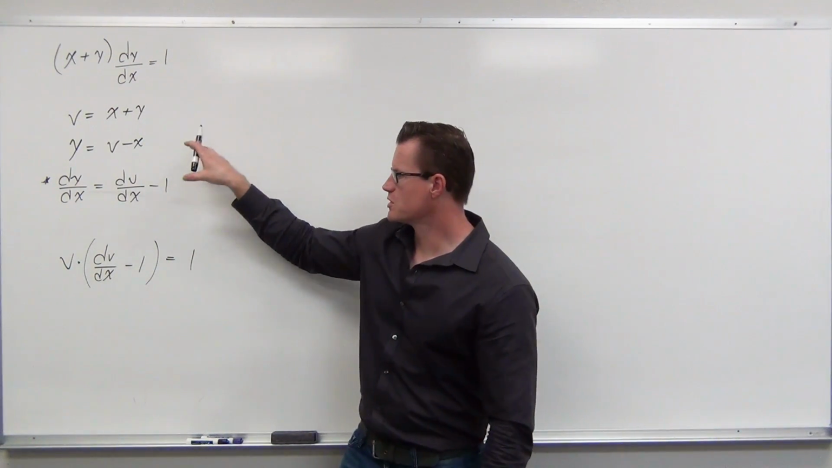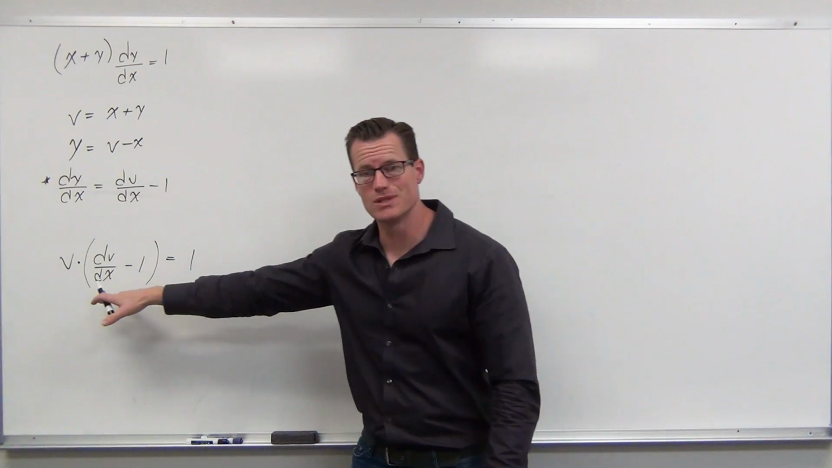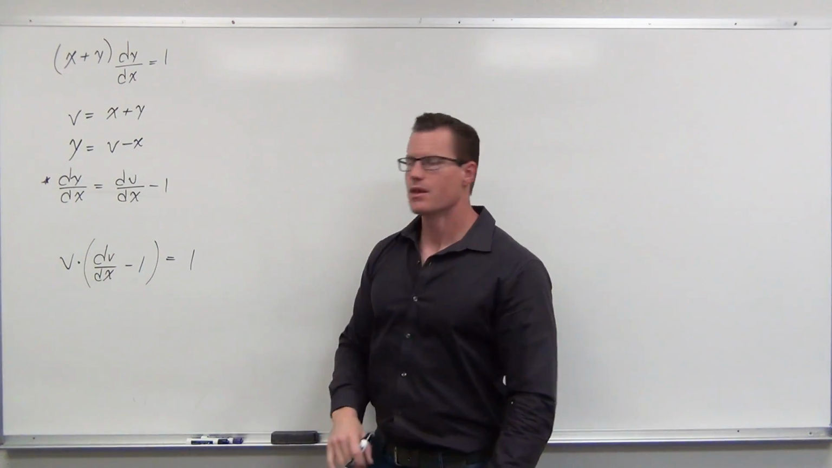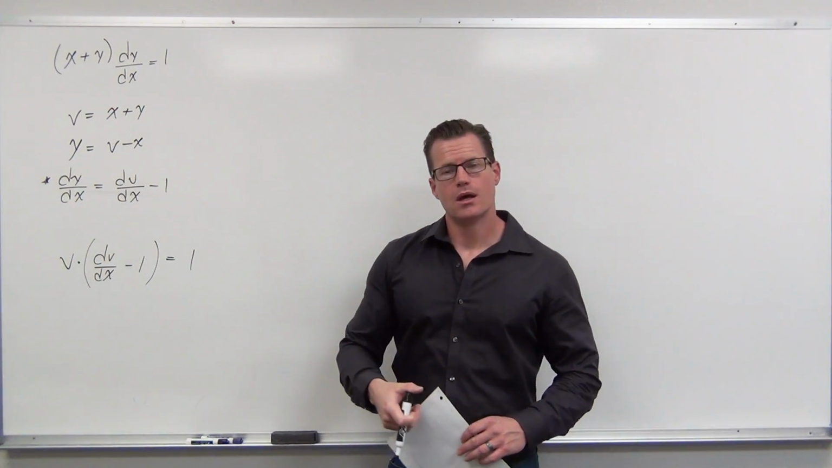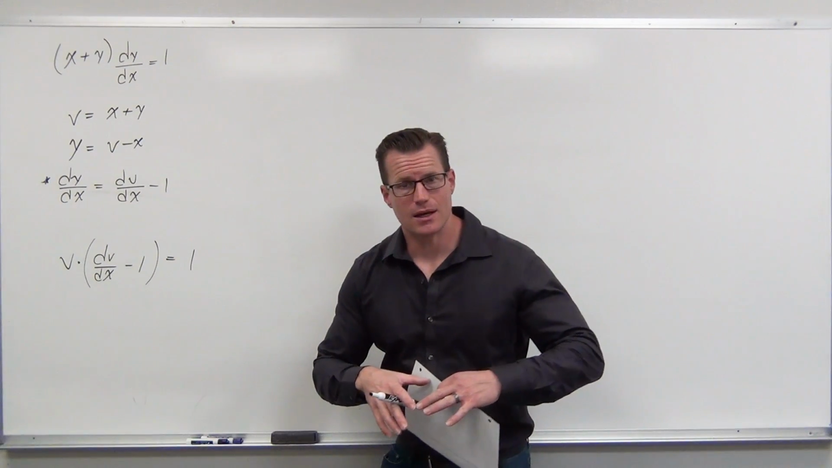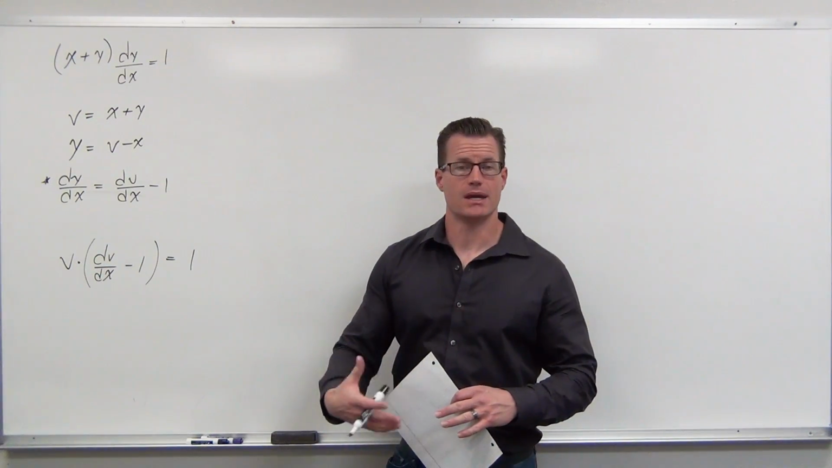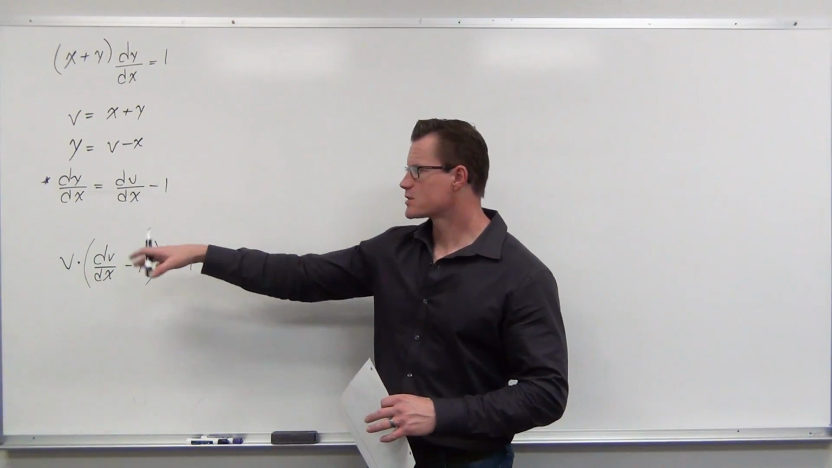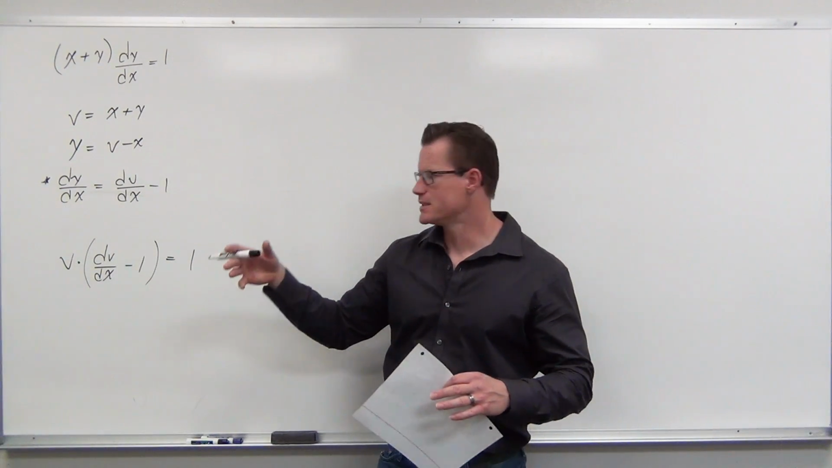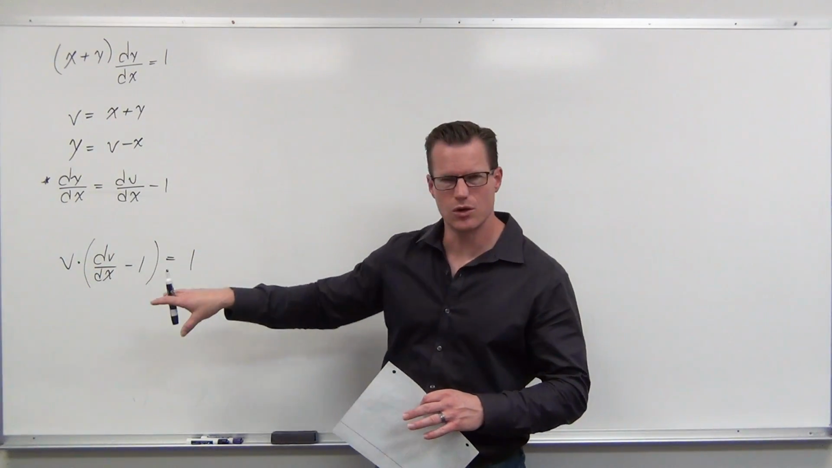We've made our substitutions. We know that all this stuff is dv dx's and v's and x's. There's no y's up there, and that's what we want. So we know that we're trying to get a separable equation. Let's try to make a separable equation out of this. Let's divide by v. At least that way we've got dv dx minus 1 with no v's over there.